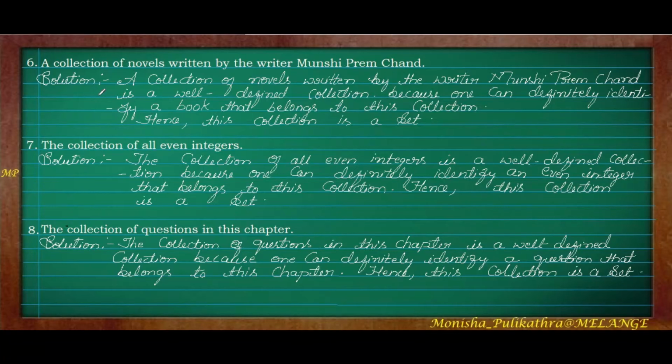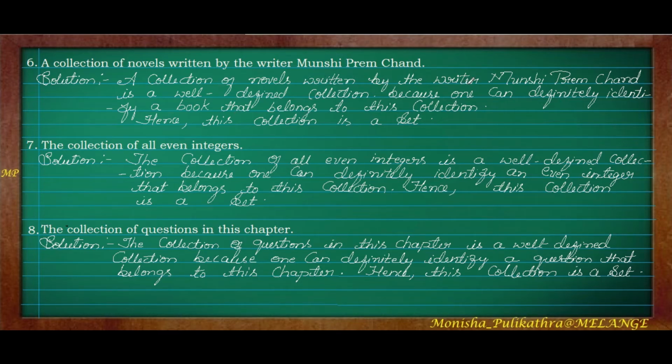Moving on to the sixth question. The sixth question is a collection of novels written by the writer Munshi Premchand. So they have given the name of an author, the writer. Okay. So just by Googling itself, you can understand how many novels he has written. So it is countable, right? So this type of question comes under a set itself.